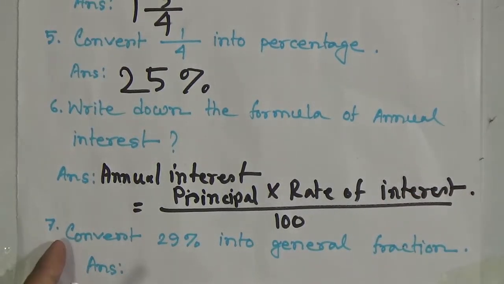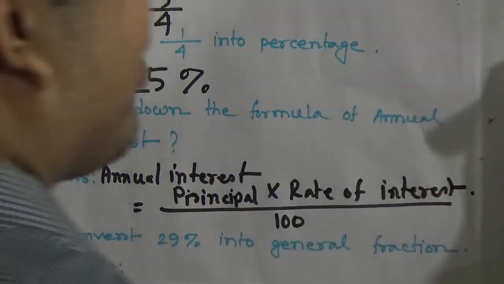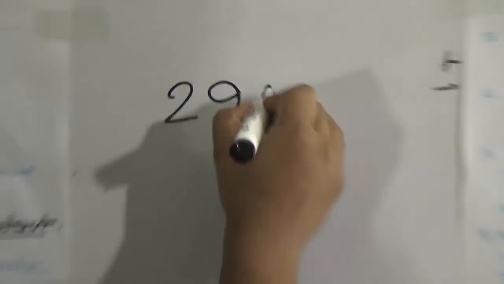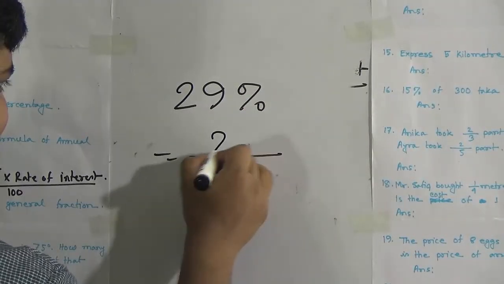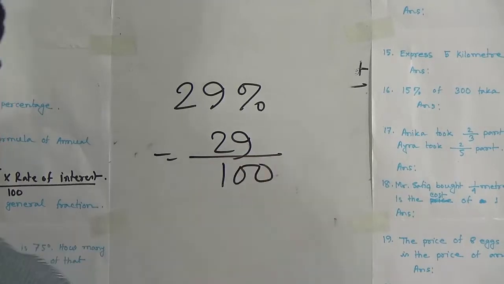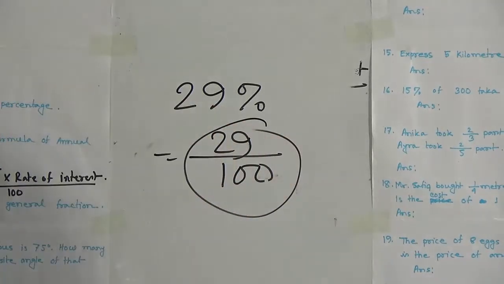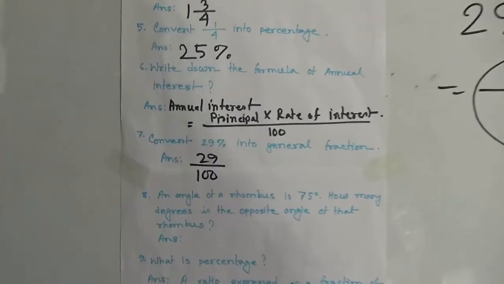Again, number 7. Convert 29% into a general fraction. Here the required percentage is 29%, and we know percent means 1 by 100. So it is written as 29 by 100. This is the general fraction of this percentage, that means 29 by 100. I hope you have understood.